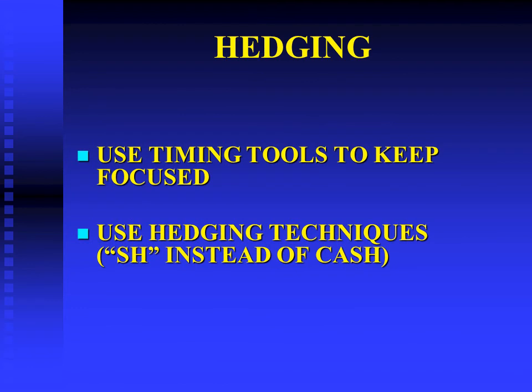What happens when you sell because your timing tools tell you to raise cash? Well, one technique is to use SH. SH invests in the opposite of the S&P 500. So when the S&P 500 goes down, SH goes up. So some of the cash can be used to offset the probable losses in your portfolio if you think that the market is going down.